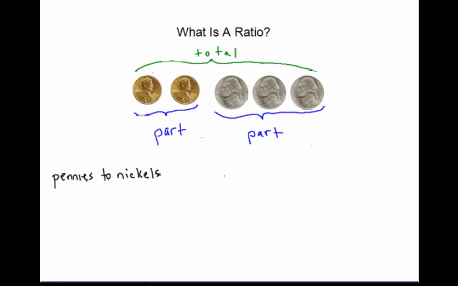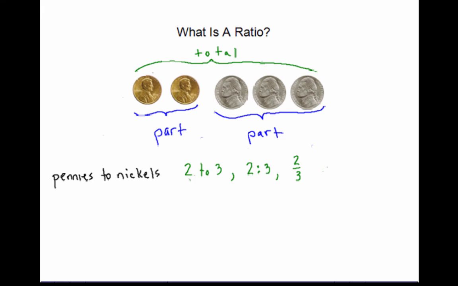Now we can write that 3 different ways. The first way is to actually use the word "to": 2 to 3. The second way is to replace the word "to" with a colon so that the ratio looks like this. And the third way is to use a fraction bar to represent the ratio. And that would look like this.